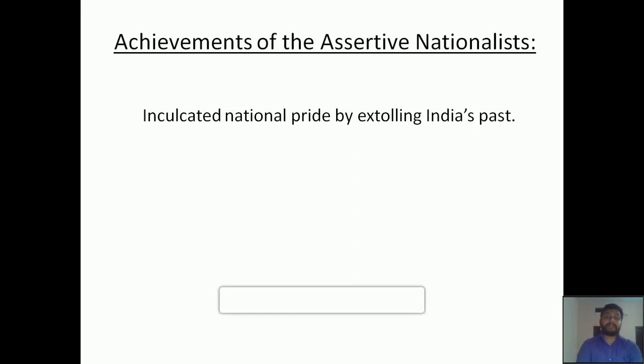When we were discussing in the last class, we have focused on a particular point you might be remembering. It is revivalism. That means we were focusing on the glorious past, and the people who were listening to the words of assertive nationalist or assertive nationalism, they got boosted by the words, especially because of the glorious past. So those glorious past influenced a lot of people, and it led to form a very strong national movement. So it was the first important achievement of the assertive nationalist.